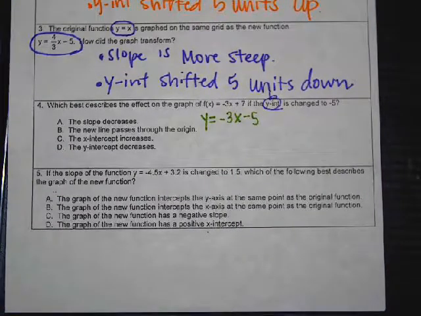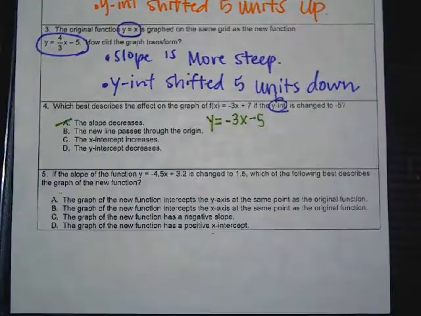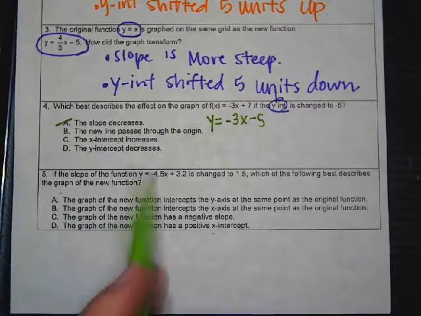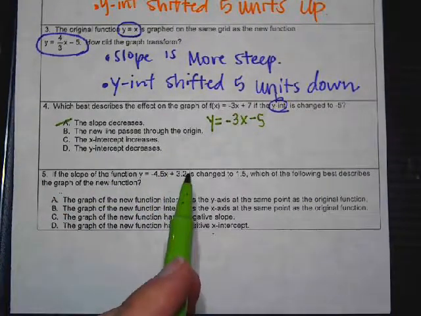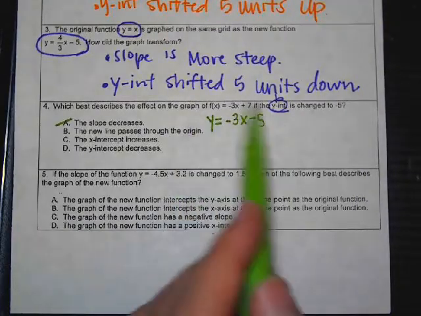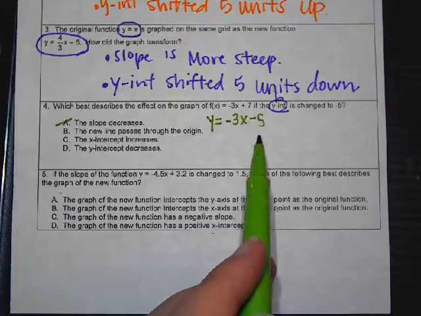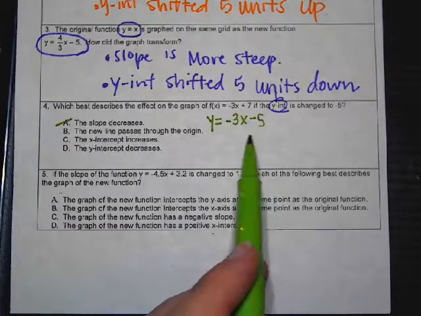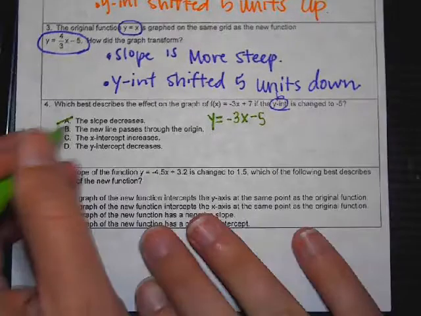Okay, let's read the answer choices before we even graph it. A says the slope decreases. Did the slope change? No, the slope stays the same. They're both negative 3. If they're the exact same, does that mean the new one decreased? No. So nothing happens to the slope. B says the new line passes through the origin. Nope. If it goes through the origin, what would have to happen to the equation? The b would be 0. Okay, well the b's not 0, so that can't be it.